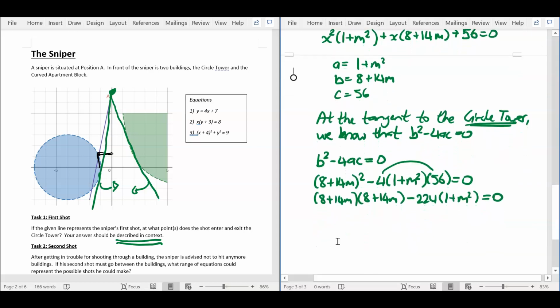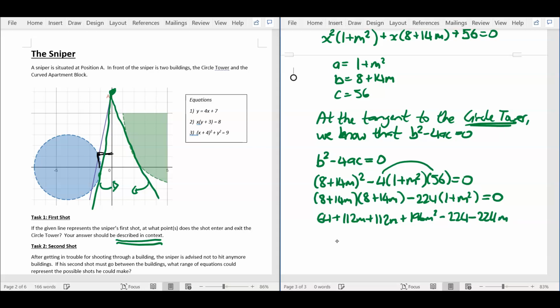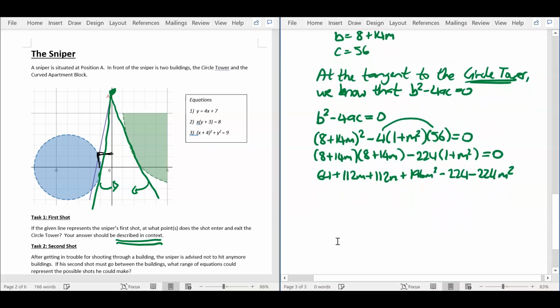We're then going to move on to the next part. We're going to expand the brackets. That's going to become 64 plus 112m plus another 112m plus 196m squared minus 224 minus 224m squared. So it looks a bit messy again, and we know that's equal to 0.